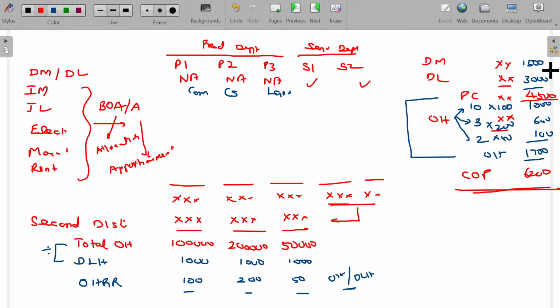So you have to understand subsequently the difference between allocation and apportionment. I will guide you in subsequent lectures.